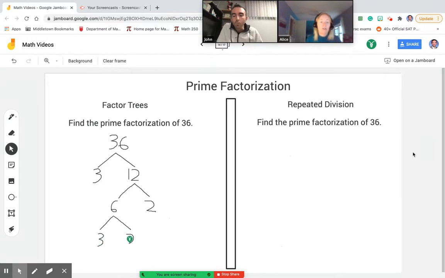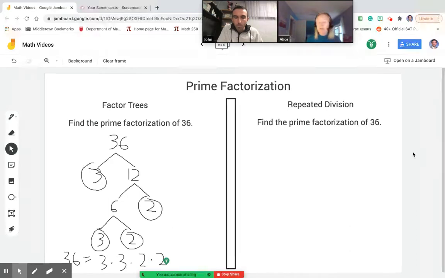And again, 3 is a prime number, so I can't keep going. 2 is a prime number, so I can't keep going. Let me check this branch. 2 is a prime number, so I cannot keep going. So the prime factorization is the prime numbers at the end of all these branches of the factor tree. So it's going to be 3 times 3 times 2 times 2.